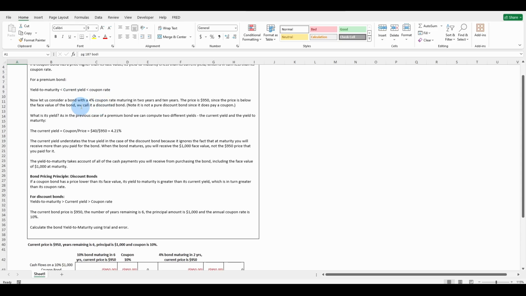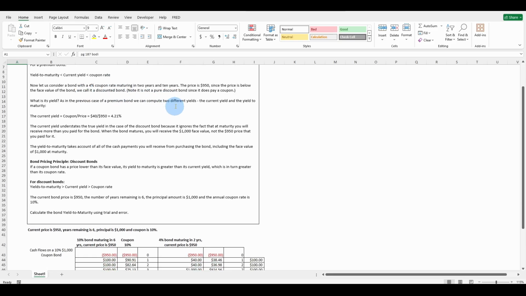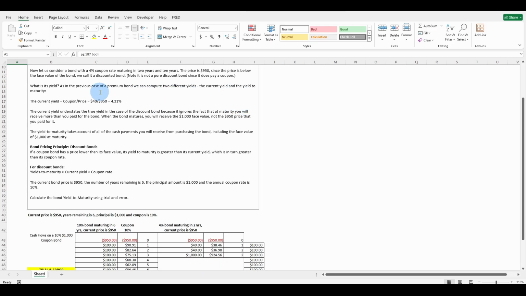Now, let us consider a bond with a 4% coupon rate maturing in 2 years and 10 years. The price is $950. Since the price is below the face value of the bond, we can call it a discount bond. Note, it is not a pure discount bond since it does pay a coupon. What is its yield? As in the previous case of a premium bond, we can compute two different yields, the current yield and the yield to maturity.